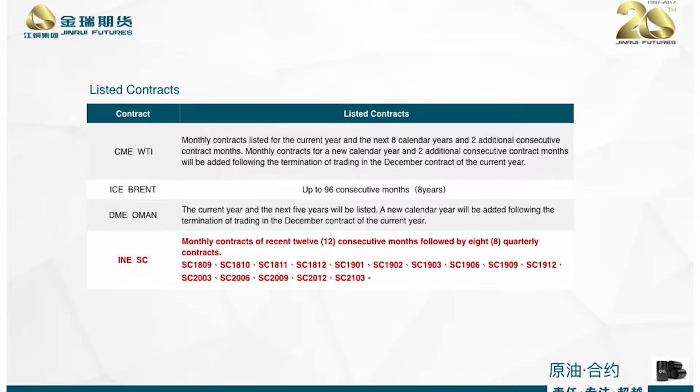In terms of the listed contracts, WTI has monthly contracts listed for the current year and the next 8 calendar years. Brent includes 96 monthly contracts and covers 8 years, while Oman contracts cover 6 years. The INE crude oil contracts cover 3 years.